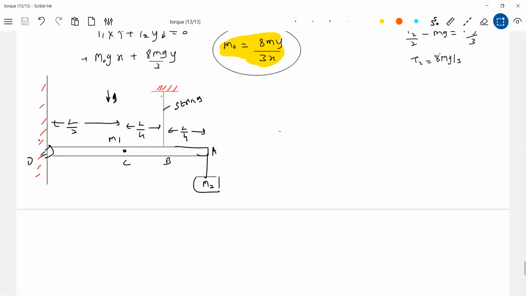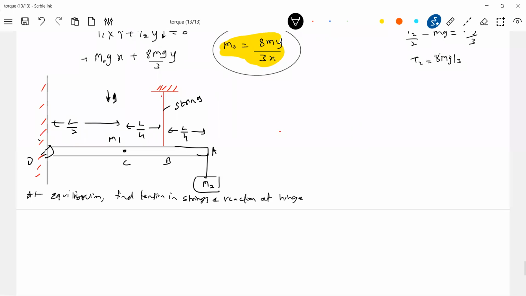So the question is, at equilibrium, find tension in strings and reaction at the hinge. This is the hinge. So straight away, the forces that are acting on the rod. If you find it a little bit difficult, go for one separate diagram.